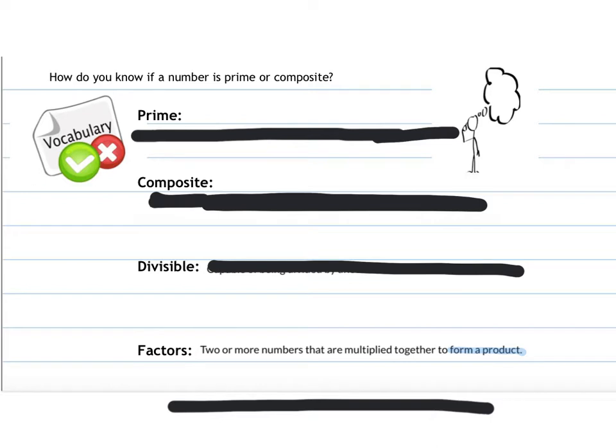I know that 2 times 3 gives me 6. Therefore, 2 and 3 are factors of 6. If I had 3 times 2 times 5, and I know that that's 30, all of those three numbers are factors of 30. So factors are two or more numbers that are multiplied together to form a product. So what am I using to multiply?